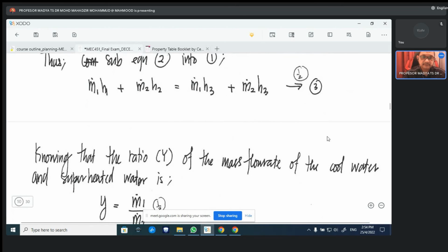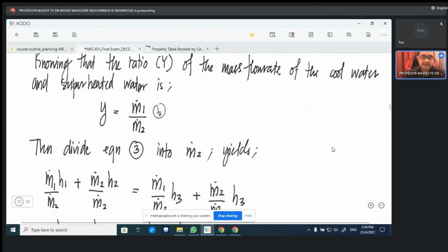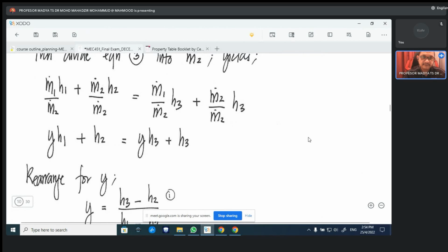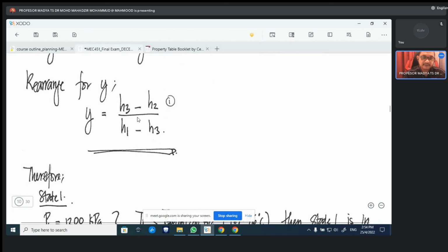Then we know the ratio y of the mass flow rate of the cool water to the superheated steam, m dot 1 over m dot 2, is y. So dividing equation 3 by m dot 2, it becomes y h1 plus h2 is equal to y h3 plus h3. Rearranging, we get y equals (h3 minus h2) over (h1 minus h3). This is the equation we use to find the value of y.